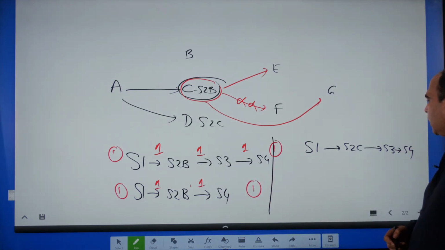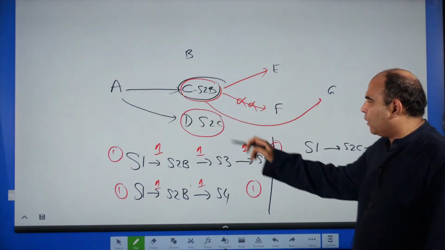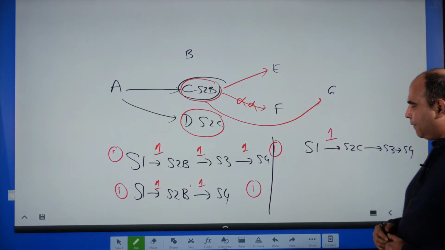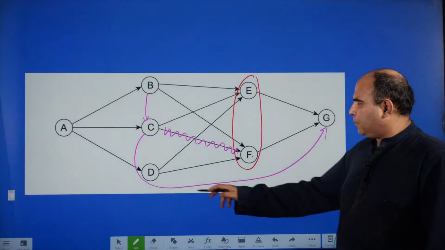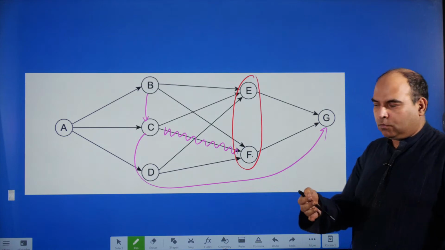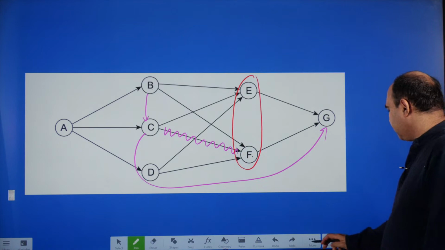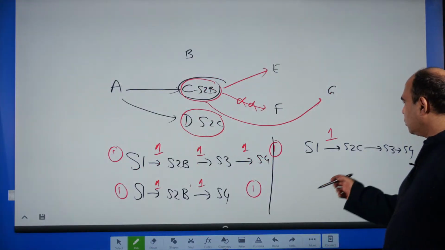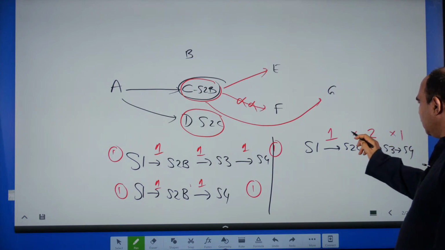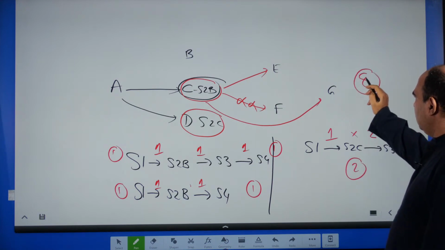And I now need to count S1 to S2C, which means I have to go to D. There's only one route to go to D from S1. And if I'm at S2C, it means I'm at the position D, and from D to move ahead to E or F, I've got 2 routes to move from S2C to S3. So S2C to S3 is 2 routes, and S3 to S4 is 1 route. So this has got 2 routes more. So there are a total of 8 routes which are available in this case.